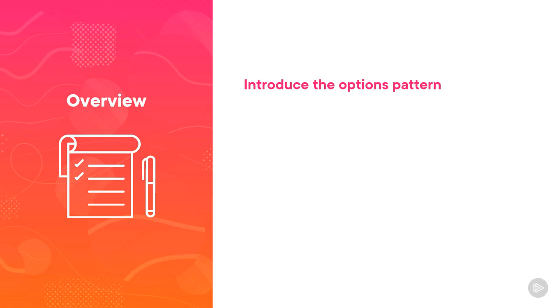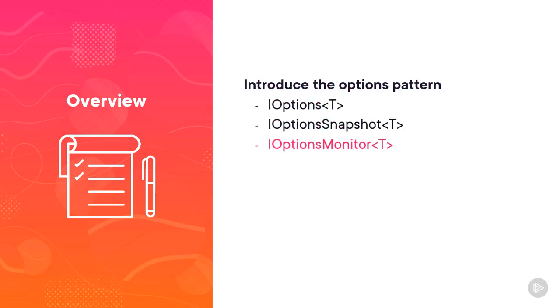This will support the injection and consumption of strongly typed options, wherever they are needed, using the Microsoft Dependency Injection container. We'll learn about and compare the three available generic options interfaces: IOptions of T, IOptionsSnapshot of T, and IOptionsMonitor of T. We'll look at advanced features such as using named options for common configuration definitions.